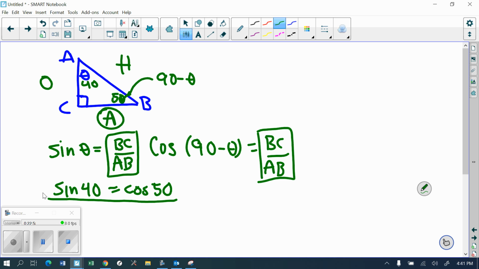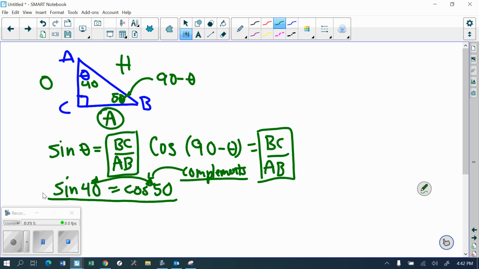Every year it's been on it. So 40 and 50, remember, are called complements because they are complementary. They add to 90 degrees. Those are complements, with an E, not an I. 40 plus 50 is 90.